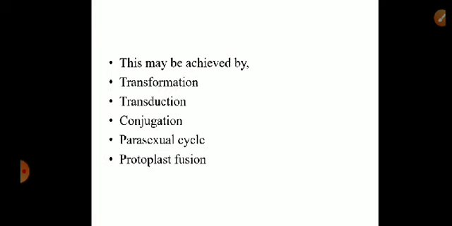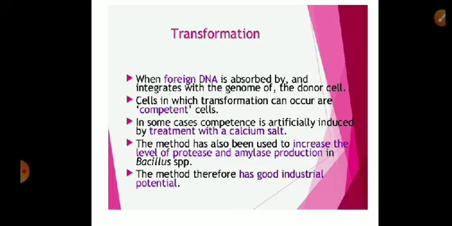How can we do that? Recombination can be achieved by transformation, transduction, or conjugation. It can also be achieved by sexual cycles or the parasexual cycle, and protoplast fusion.